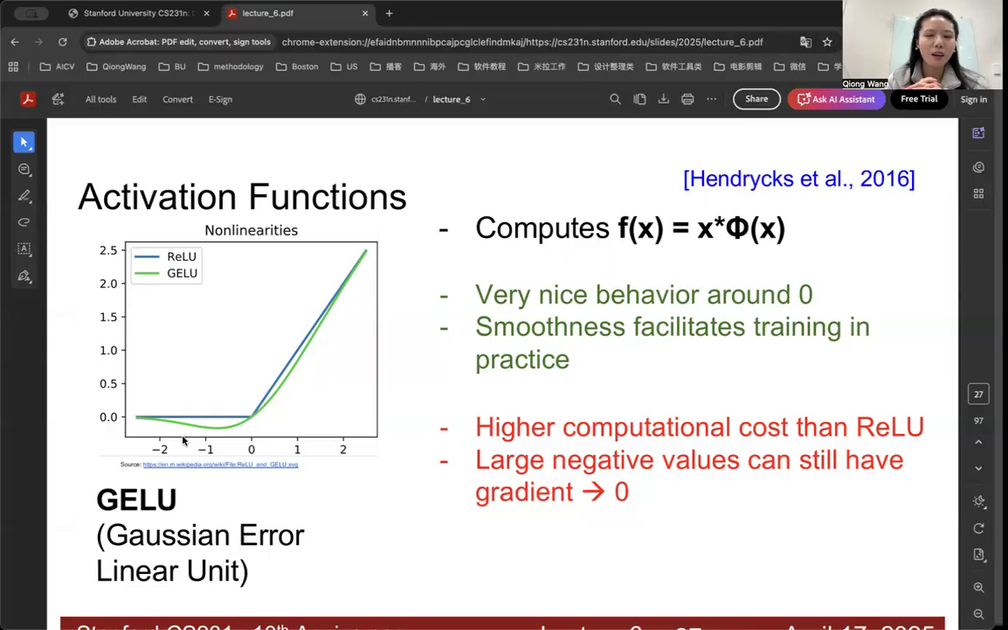GELU has a very nice behavior around 0. Its smoothness gives flexibility in training during practice. The GELU formulation is like this: x times the Gaussian CDF of x. It brings a higher computation cost than ReLU, and a large negative value still has a gradient of 0. So sometimes we need to balance which one we use.